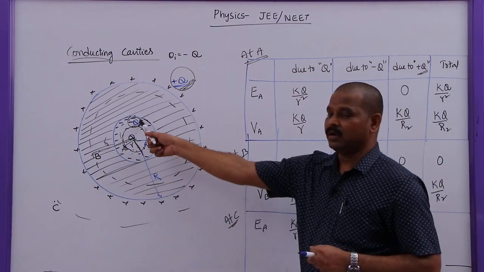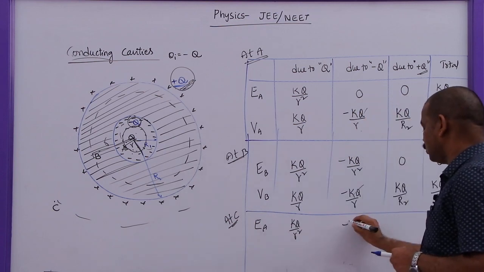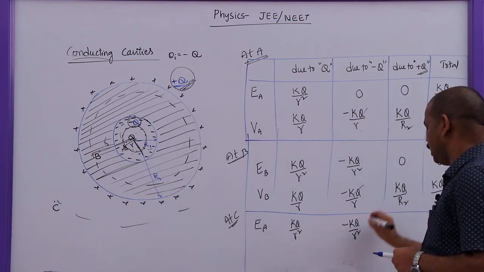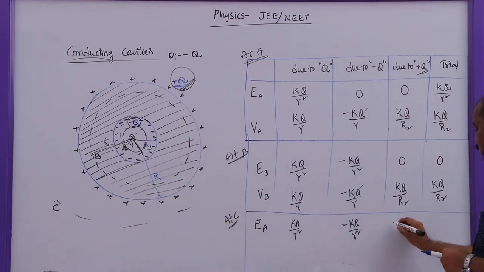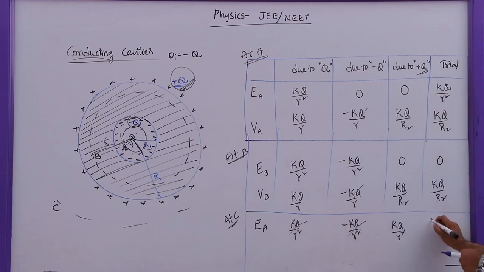What is the electric field due to the negative charge? This is equal to minus KQ by R square. What is the electric field due to this outer charge at that point? This will be KQ by R square. These two once again get cancelled. So the field is KQ by R square.